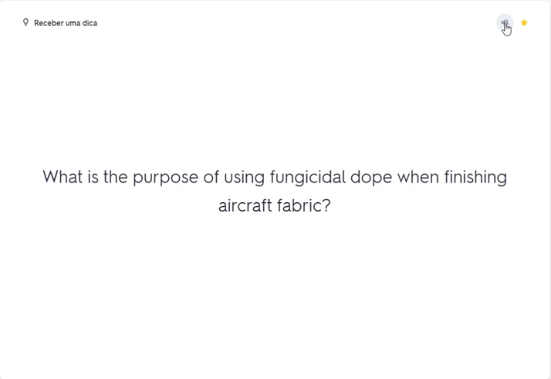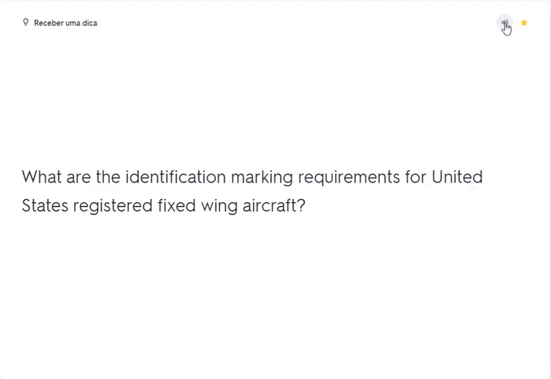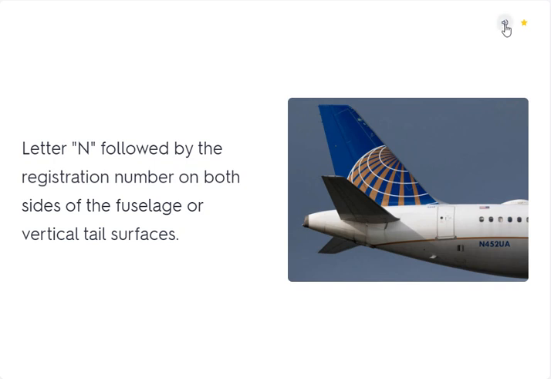What is the purpose of using fungicidal dope when finishing aircraft fabric? To prevent microbiological deterioration of the fabric. What are the identification marking requirements for United States registered fixed-wing aircraft? Letter N followed by the registration number on both sides of the fuselage or vertical tail surfaces.